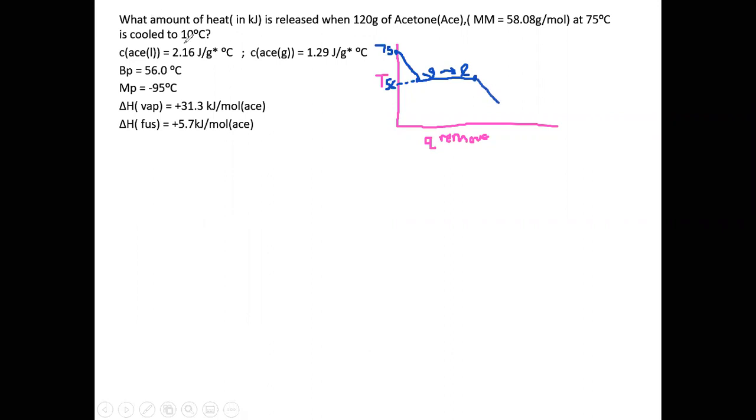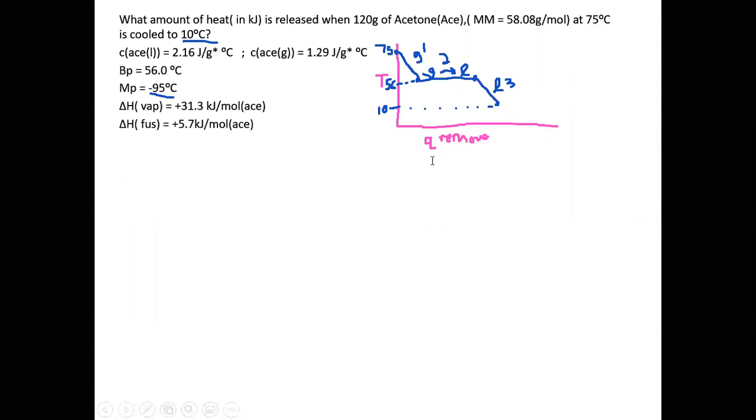And you'll notice that 10 degrees Celsius is above the melting point. So that tells us that we're going to be remaining in the liquid state. So from 75 to 56 degrees Celsius, we're in the gaseous state. From 56 to 10 degrees Celsius, we're in the liquid state. So we're going to have 1, 2, 3 Q's.